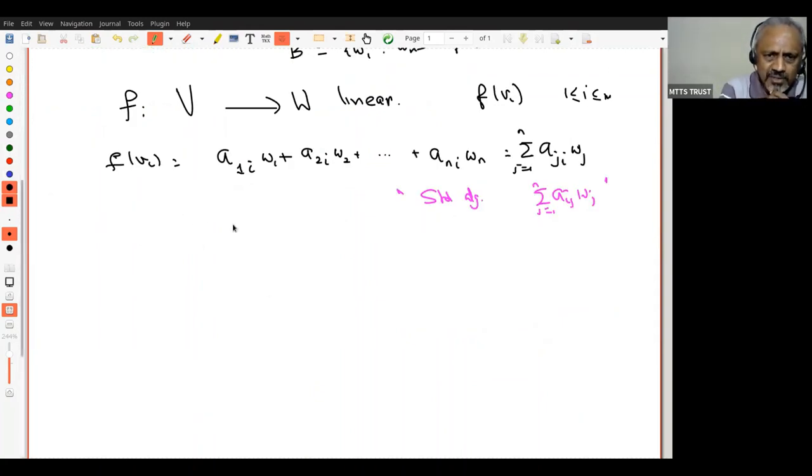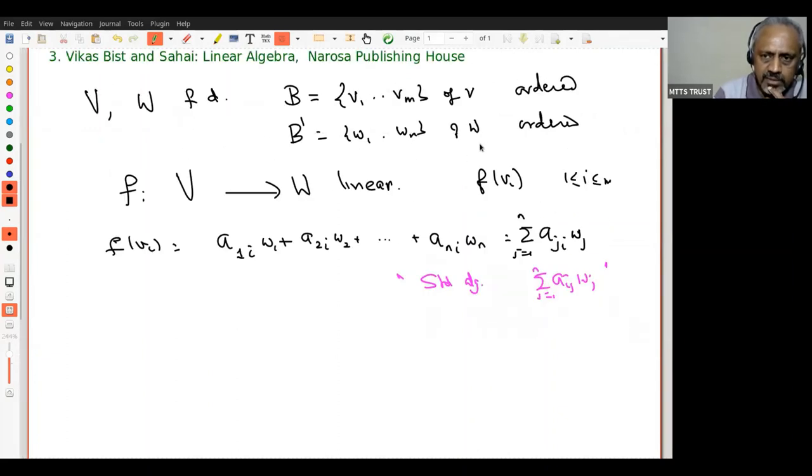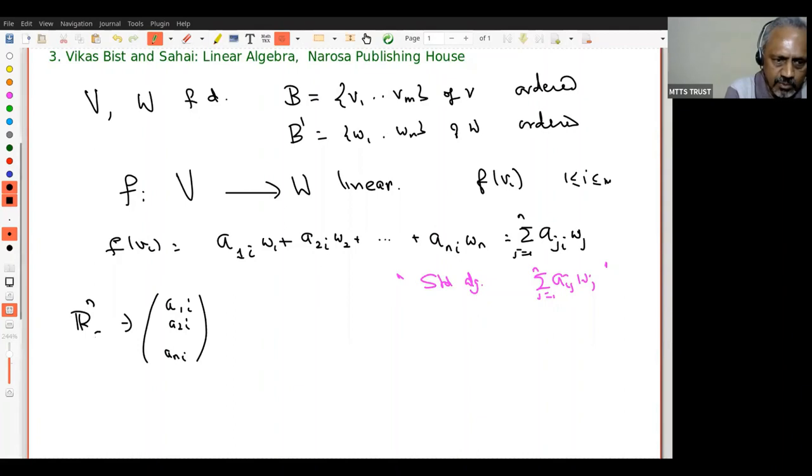Now notice what this means. Do you remember coordinate maps? Now W1 to WN is an ordered basis for W, and I have written this vector F of Vi as A1i W1, A2i W2, ANi WN. Therefore, these coordinates, if you write it as a column vector A1i, A2i, ANi, this is a vector in Rn, assuming it's a vector space over R. This is nothing other than the coordinates of F of Vi with respect to B dash. Notice that this vector is defined by this. This is from the last lecture on coordinate maps. You understand this? Yes. Now we are ready for the matrix.